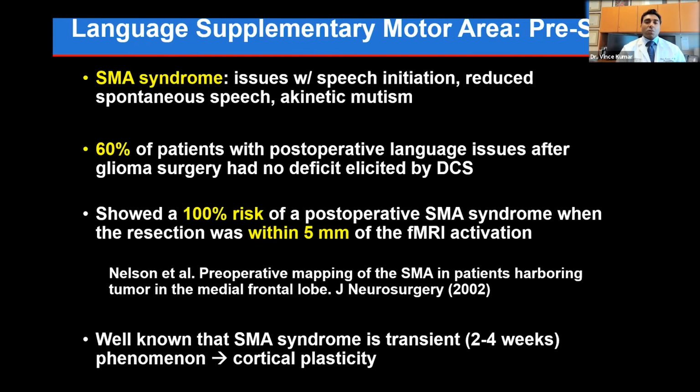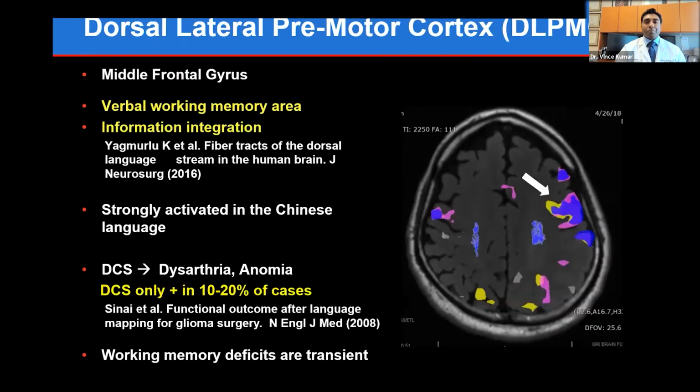That all being said, it's well known that SMA syndrome is transient. Usually recovery is within 2 to 4 weeks. And it's felt that due to cortical plasticity to the contralateral hemisphere SMA, the patients can recover function. But this is valuable to know for preoperative planning and also informing the patient of potential deficits after surgery.